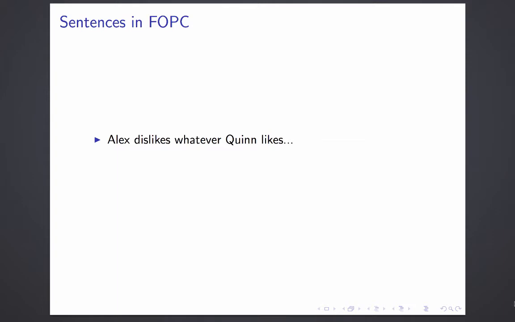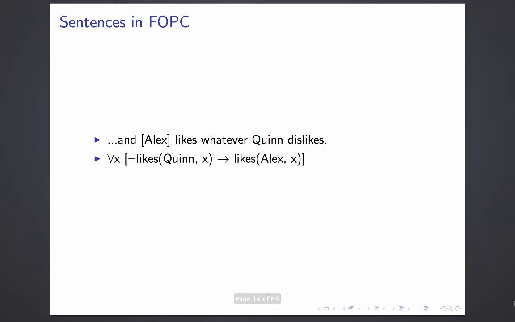Now our next sentence, and I've broken this up also, Alex dislikes whatever Quinn likes. Maybe another way to think about this is whatever Quinn likes, Alex dislikes, and this is true for all things that Quinn likes. So we can use for all things that Quinn likes, that implies that Alex does not like it. And then the second part of that sentence is Alex likes whatever Quinn dislikes. So if there's something that Quinn dislikes, that means that Alex likes it. So for all the things that Quinn dislikes, that implies that Alex likes it.